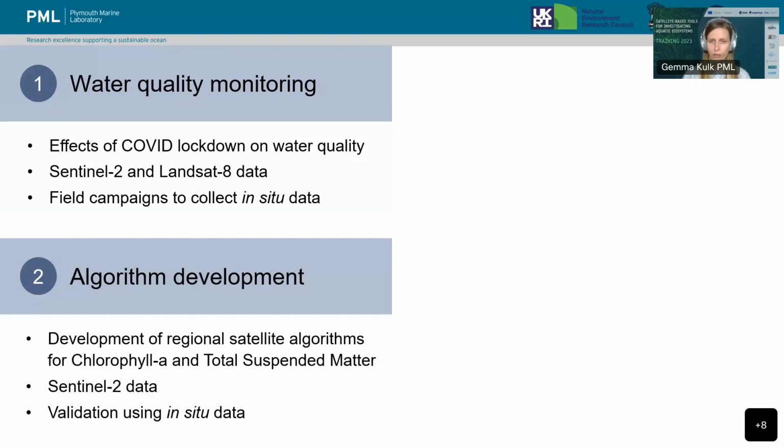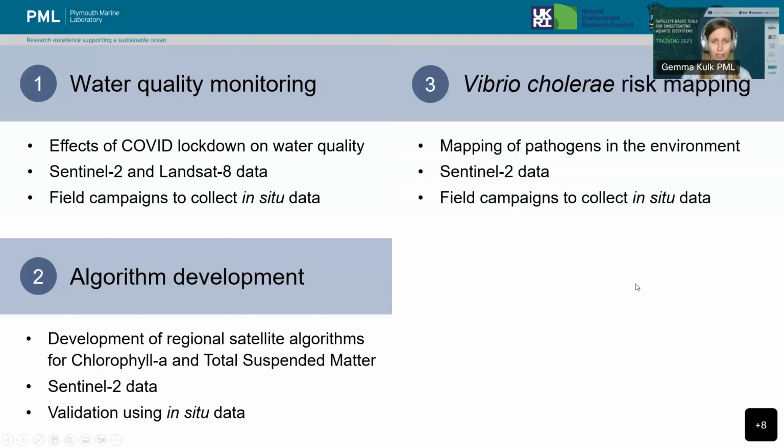The second case study was part of the same research project and is focused on the development of regional satellite retrieval algorithms for chlorophyll A and for total suspended matter. And for this case study, we used Sentinel-2 data and the same in situ data collected in Lake Vembanad. But we also made use of the in situ data that's available from NASA. The third case study was again part of the Revival research project and is focused on the mapping of Vibrio cholera bacteria in the environment.